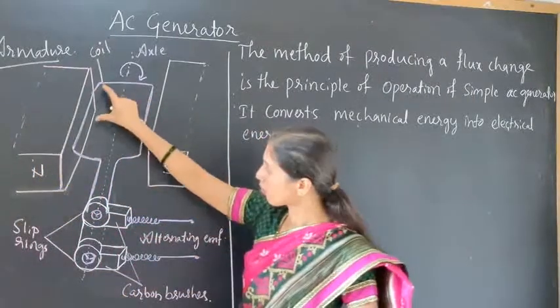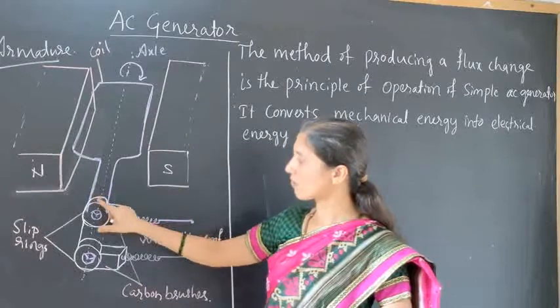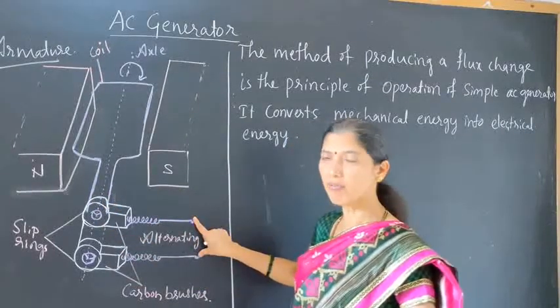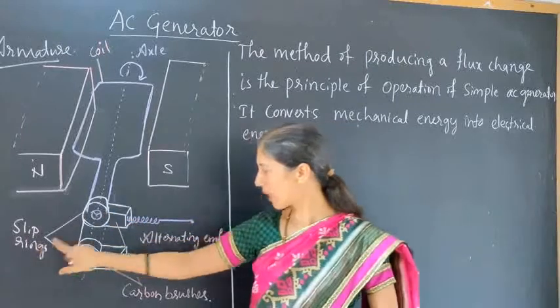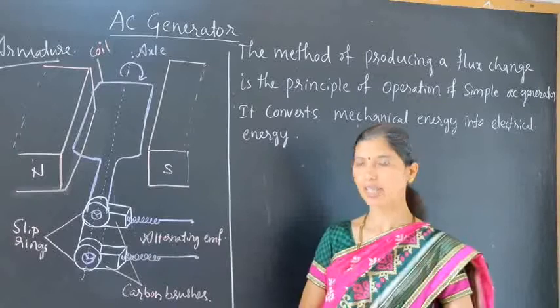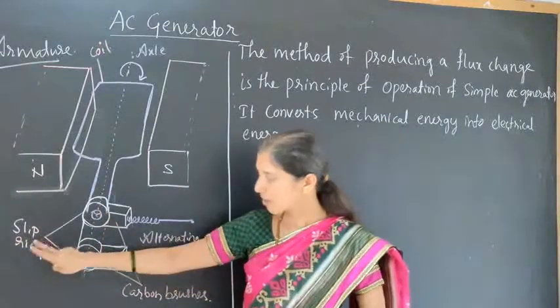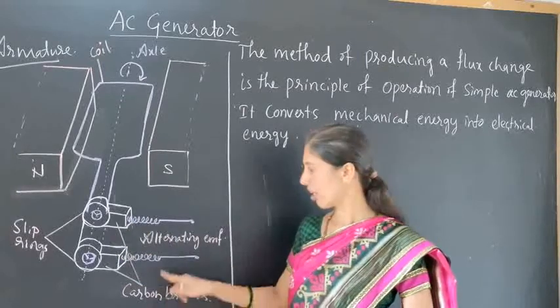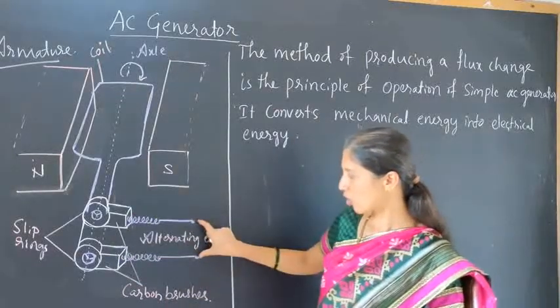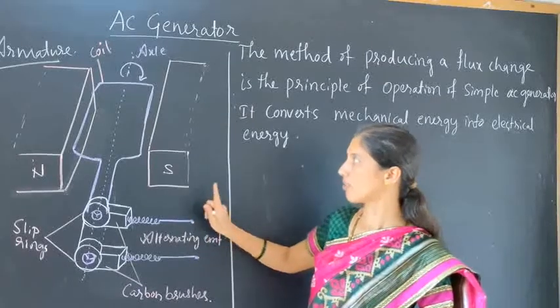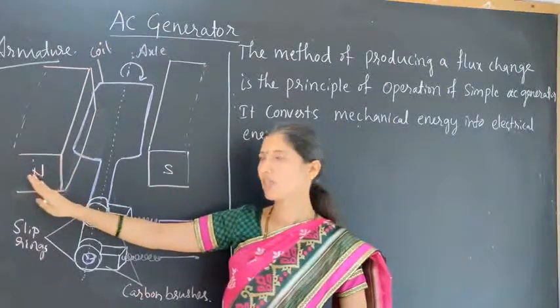Now the two ends of this armature coil are connected to the alternating EMF through slip rings and carbon brushes. So these two are the slip rings and these are the carbon brushes, and this is connected to the alternating EMF.